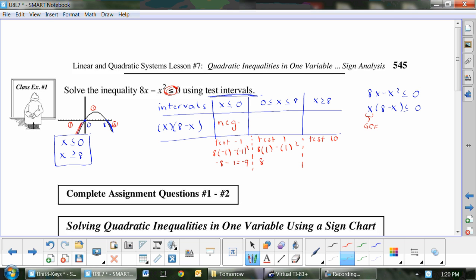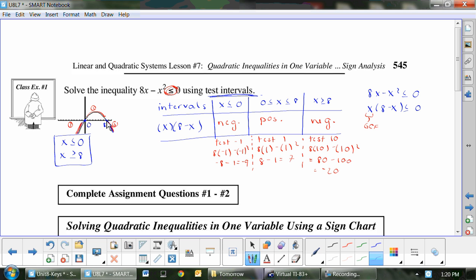So we go 8 minus 1 gives us 7. So here we have a nice positive section, which matches with our graph there, so that's good. And then when we test 10, we go like this. Minus 10 squared gives us 80 minus 100. So we get negative 20. Just like that. And it matches what we've already found. So we know that we're on the right track.